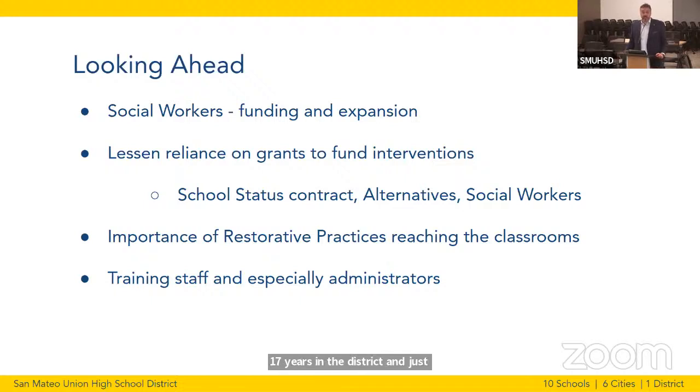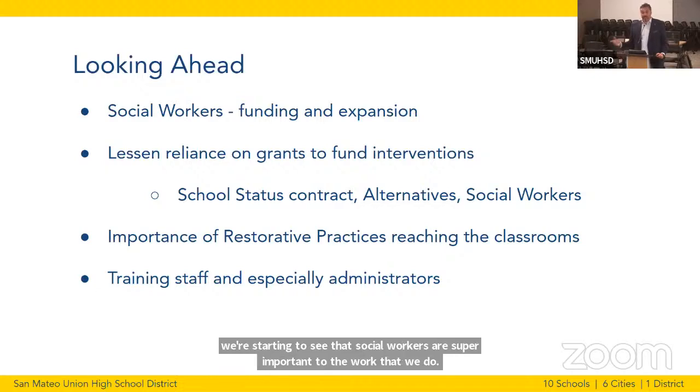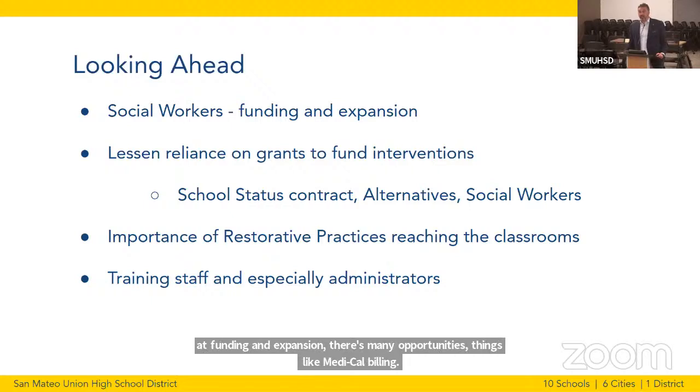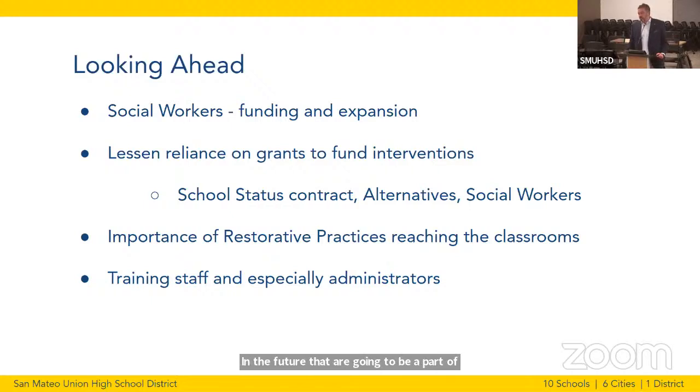think we're starting to see that social workers are super important to the work that we do. And looking at funding and expansion, there's many opportunities, things like Medi-Cal billing in the future that are going to be a part of how we sustain social workers going forward. And I think this is going to be a big part of that.